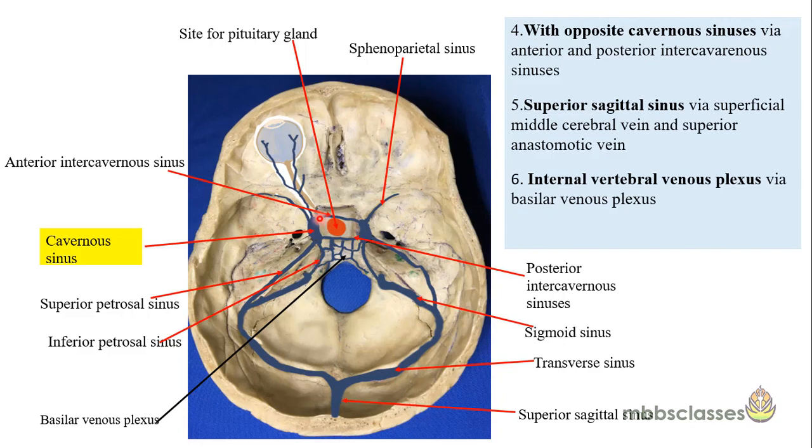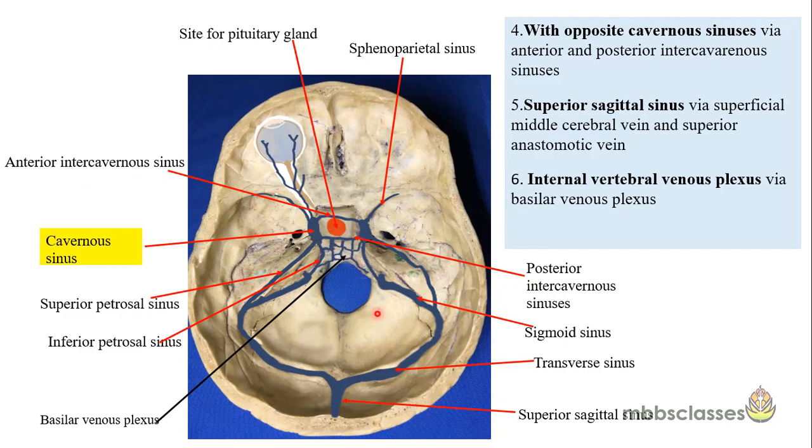So if we see here again the interconnections or the communications of the cavernous sinus, we can see here the transverse sinus. The cavernous sinus communicates with the transverse sinus via the superior petrosal vein. These are the superior petrosal veins on both sides. Then the cavernous sinus communicates with the internal jugular vein by the inferior petrosal sinus. So this is the inferior petrosal sinus on both sides. It communicates with the opposite cavernous sinus by the anterior intercavernous sinus and by the posterior intercavernous sinus.